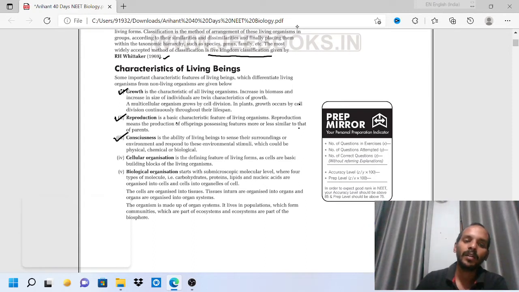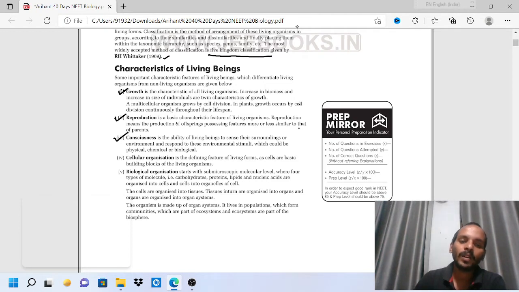Consciousness means reacting to the environment. It will be physical, chemical, and biological. Physical means suppose that anywhere the temperature will increase, our body will react immediately. So it is known as physical consciousness. Chemical consciousness: suppose that our body will come in contact with any chemicals, it reacts. So it is known as consciousness.